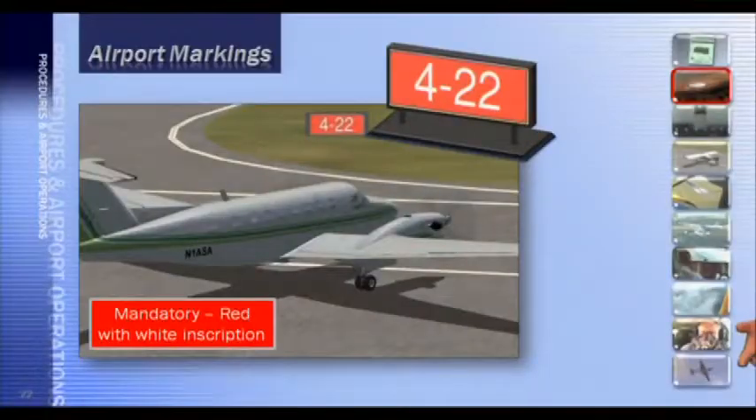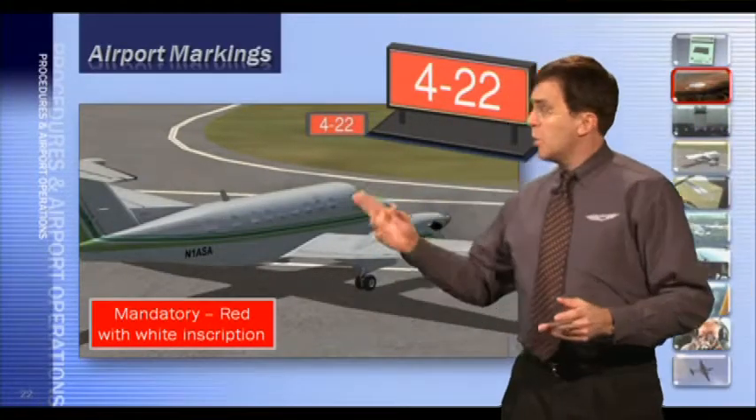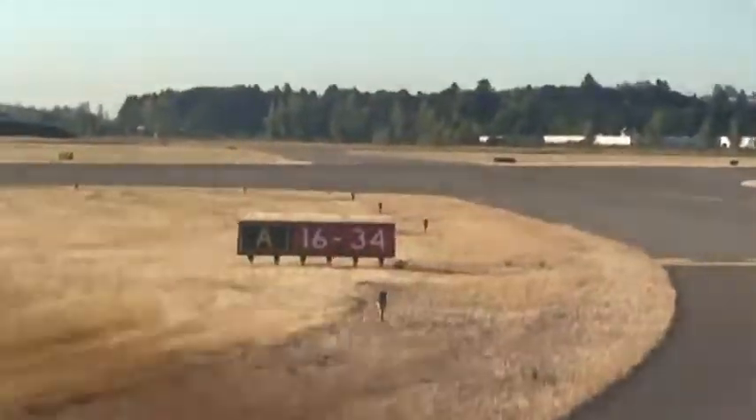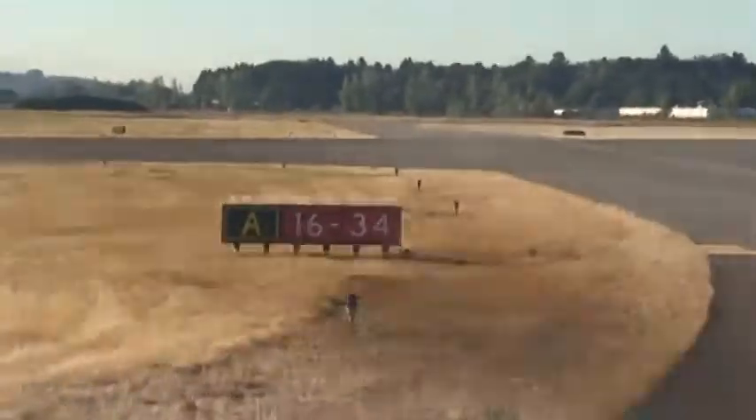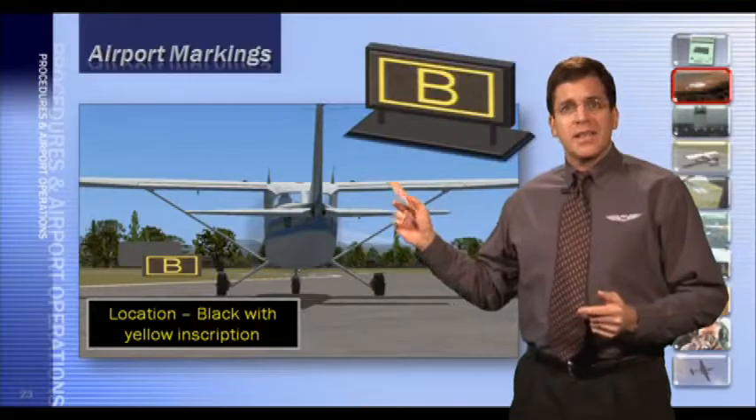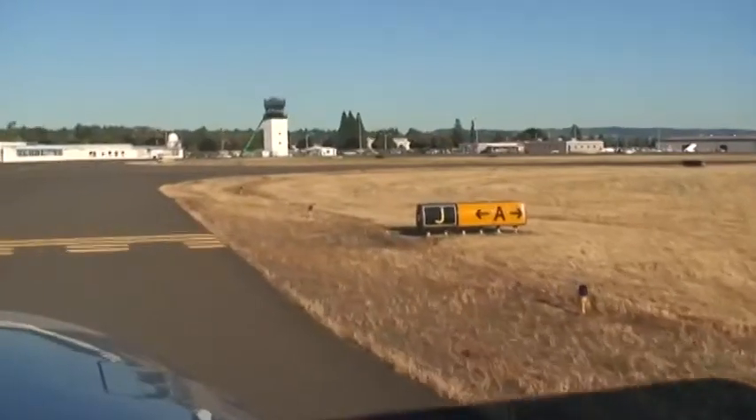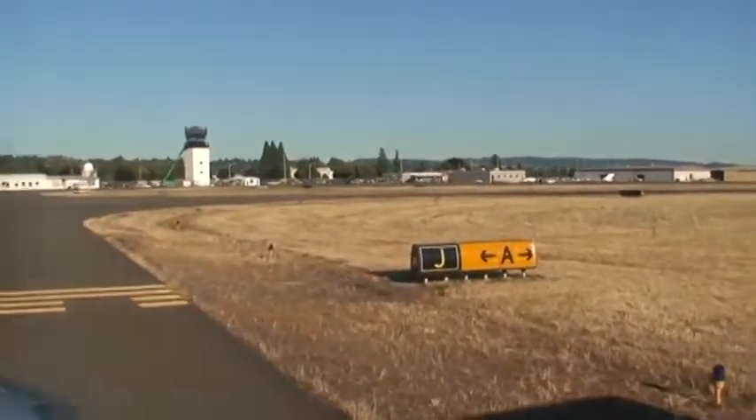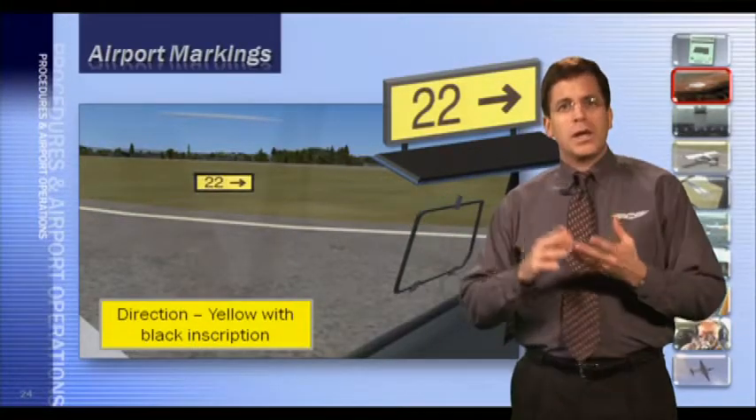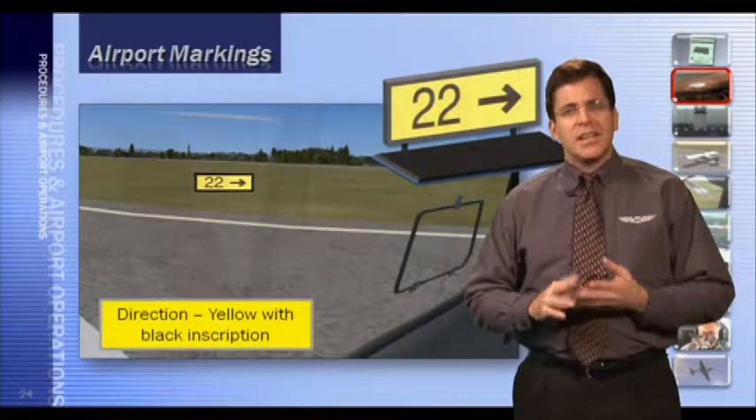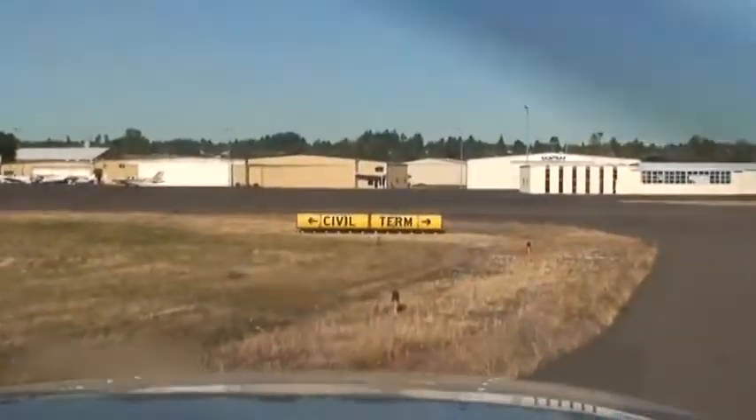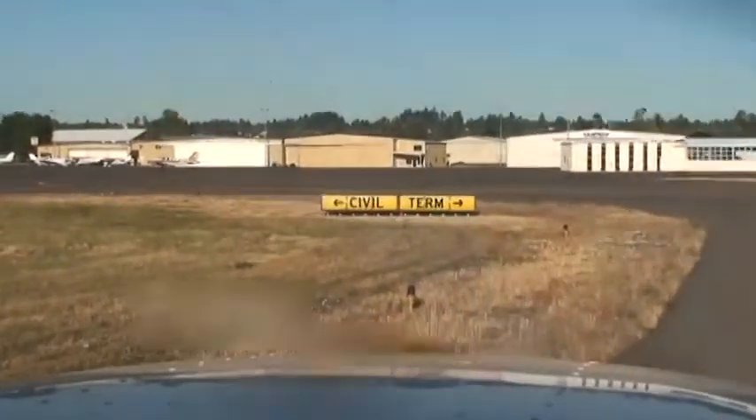Mandatory instruction signs have a red background with a white label. They mark the entrances to runways and other critical or prohibited areas on the airport. Location signs are black with yellow markings. They identify taxiways and other important areas on the airport. Now, direction signs have a yellow background with black labels and arrows. Direction signs mark places where taxiways intersect runways or other taxiways and parking areas.